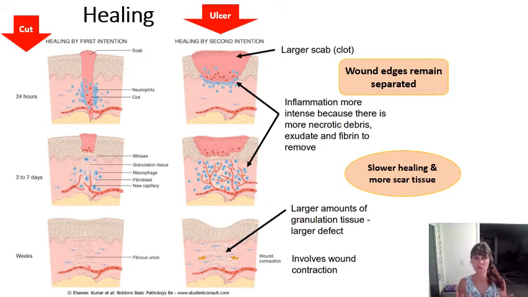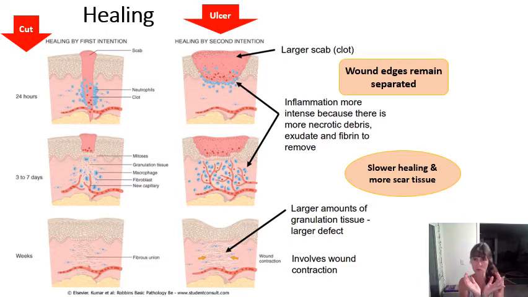The process we just discussed is known as healing by first intention. Healing by first intention occurs when the body can take the two edges that have been separated by damage and they're knit together. That is healing by first intention.